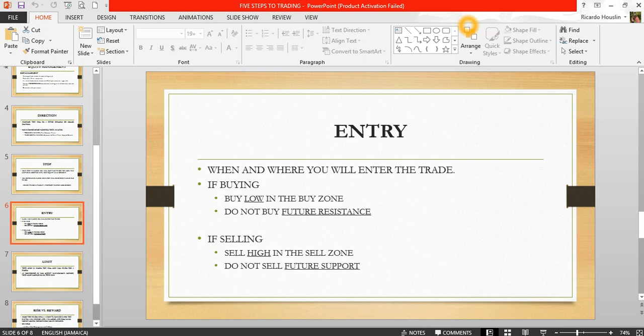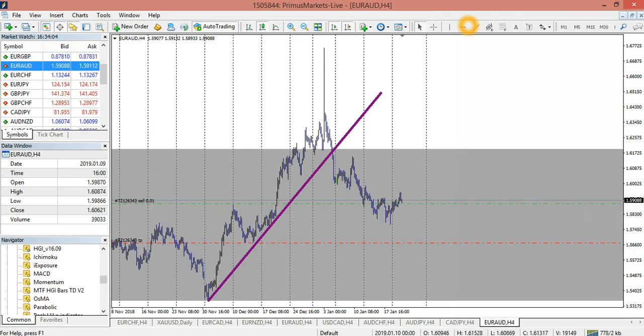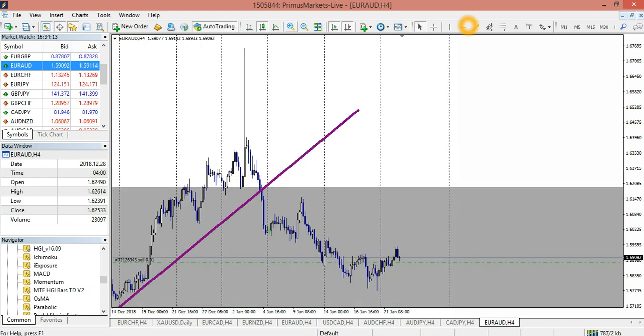So my entry, I want to sell high in the sell zone. Okay, so that's what I want to do. I'm already in the sell zone. I want a high price in the sell zone. So if the market goes up higher, that's better for me, and then I will look to sell. Now, that's how I analyze the chart.